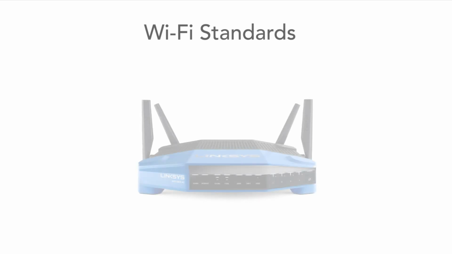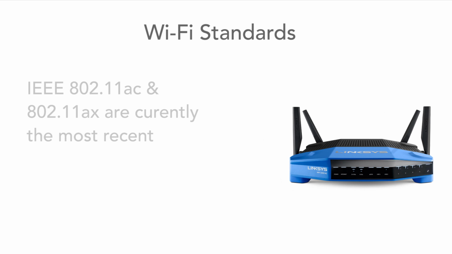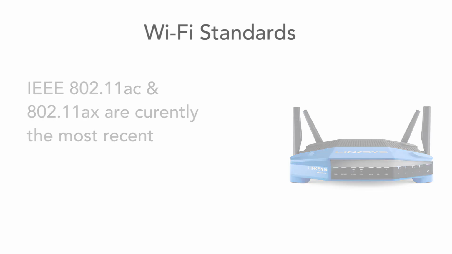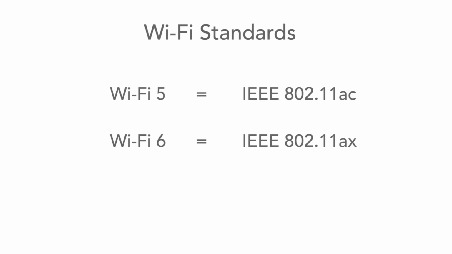The next point is to make sure that the Wi-Fi router accommodates the latest standards. IEEE 802.11ac and 11ax are currently the latest, but get the best you can. Interestingly, you may also see these two standards called Wi-Fi 5 and Wi-Fi 6, so look out for these numbers as well.